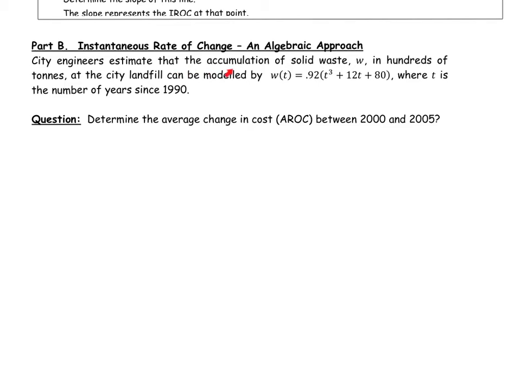City engineers estimate that the accumulation of solid waste, note it's in hundreds of tons, might just want to make a note about that, hundreds of tons at the city landfill, can be modeled by this equation, okay, where T is the number of years since 1990. So to get us going on this question, I want us to determine just the average rate of change between 2 points, between the year 2000 and 2005.